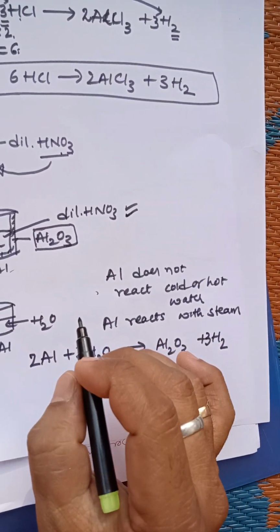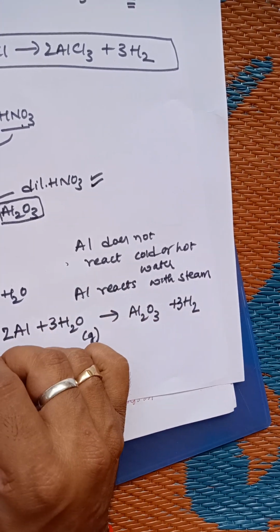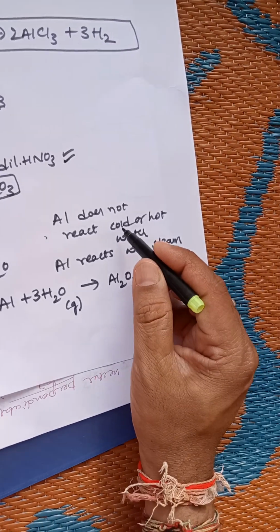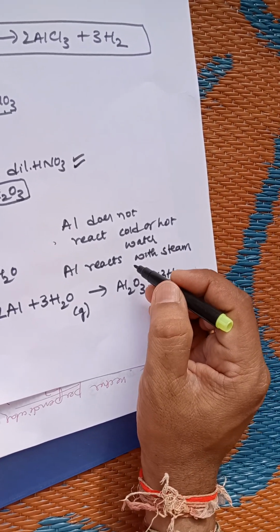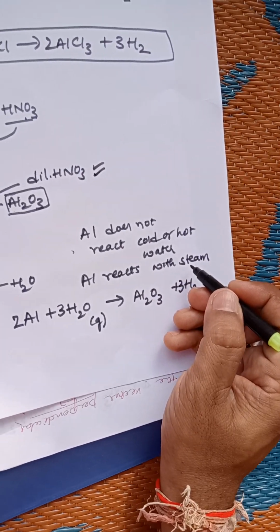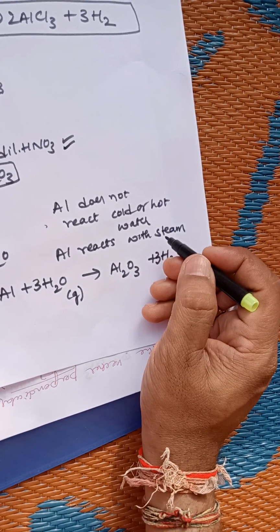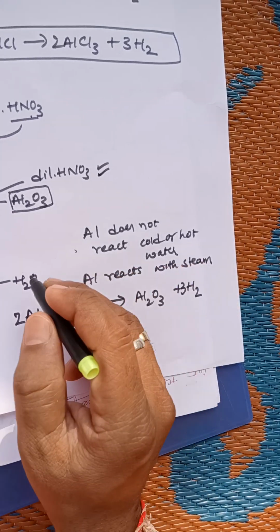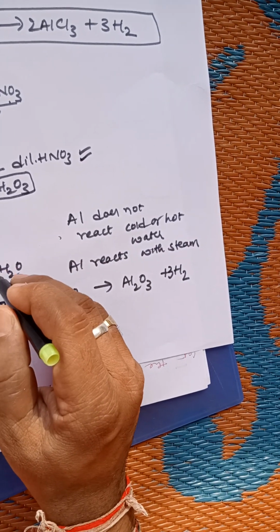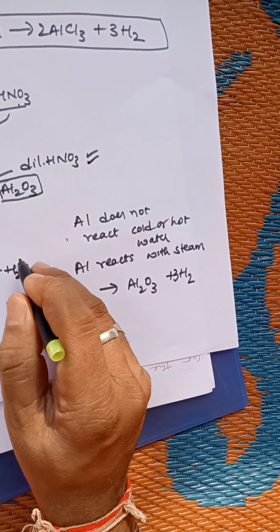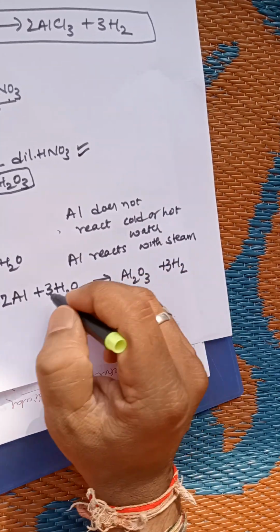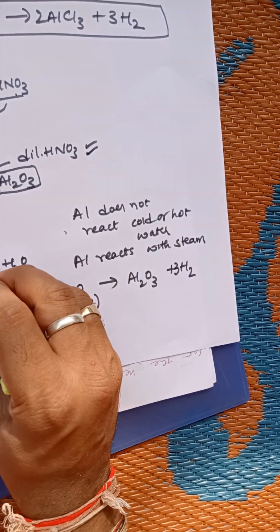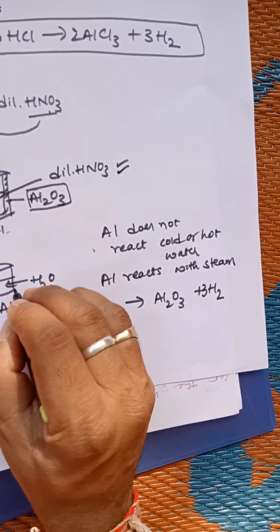Yes, so now the question is, can we keep water in aluminum container? If the water is in the form of cold or hot water, yes, it can be stored. But if the water is in the form of steam, you cannot heat water in aluminum container, because the steam formed during the heating of water may react with aluminum and form this. Moreover, this could affect the purity of water that is present.